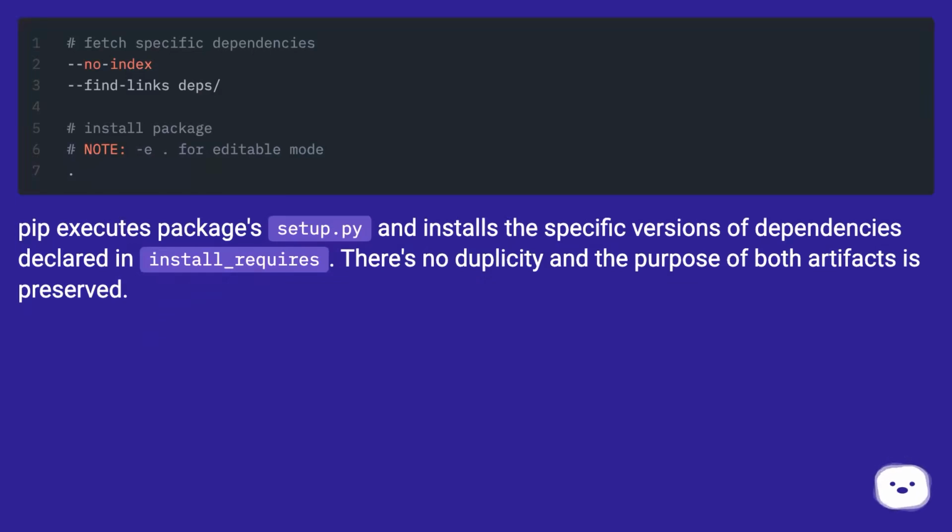Pip executes the package's setup.py and installs the specific versions of dependencies declared in install_requires. There's no duplicity and the purpose of both artifacts is preserved.